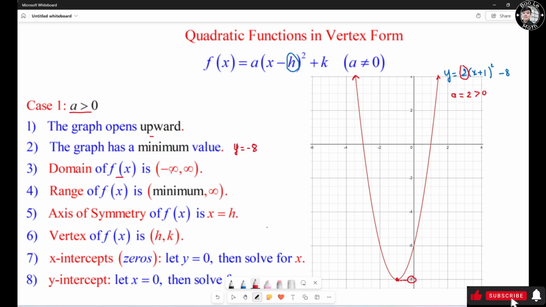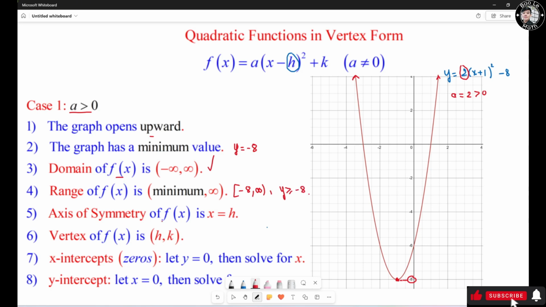Now the domain is negative infinity to positive infinity. Now the range of the function is from the minimum all the way to infinity, right? So the minimum is negative 8. So you just write bracket negative 8 comma infinity, or you just write y greater than or equal to negative 8, and that's it.